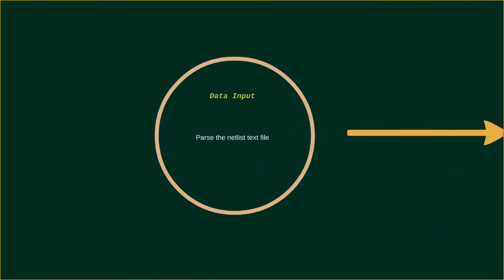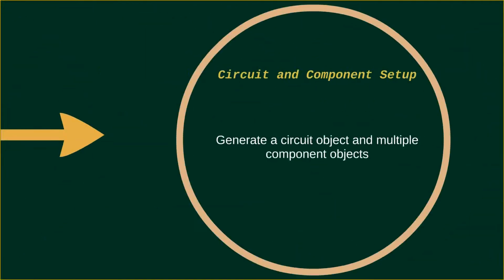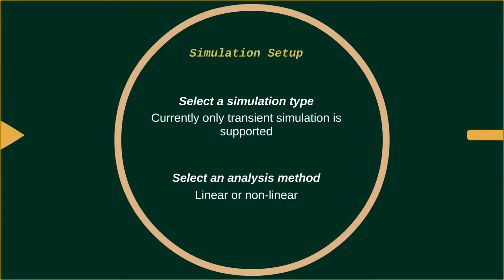The process begins by parsing a netlist file. This is used to generate an appropriate circuit with its components. The netlist specifies a simulation type to be run. The circuit's contents are used to select a method of analysis.